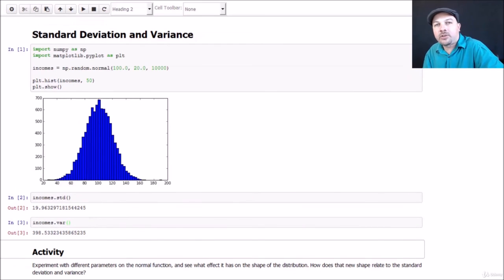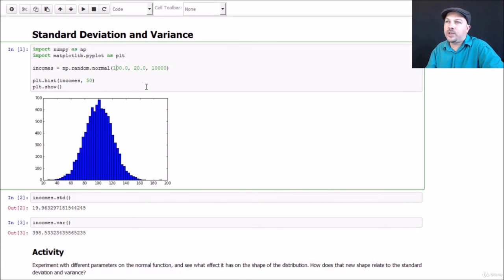Now I want you to dive in here and actually play around with it, make it real. Try different parameters when generating that normal data. Remember, this is a measure of the shape of the distribution of the data. So what happens if I change that center point? Does it matter? Does it actually affect the shape? Why don't you try it out and find out?